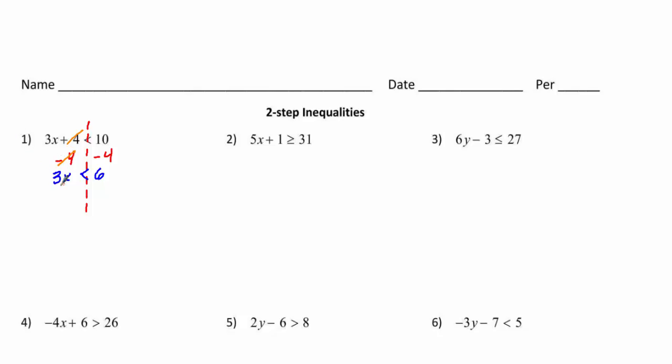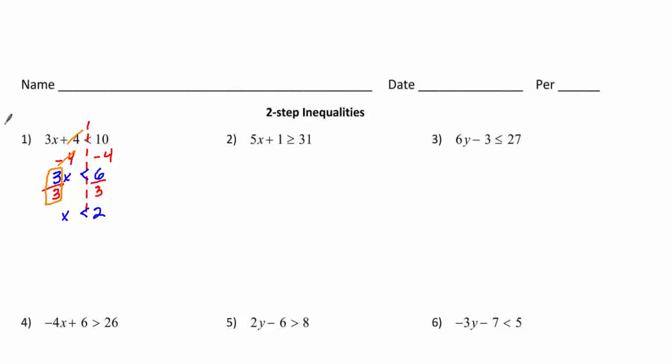Next step, same thing again. We're dividing by 3. That's the coefficient. We have 3 x's. We want to know what 1x is. So we have our big one. 1 times x is x. 6 divided by 3 is 2. We're saying x has to be less than 2.